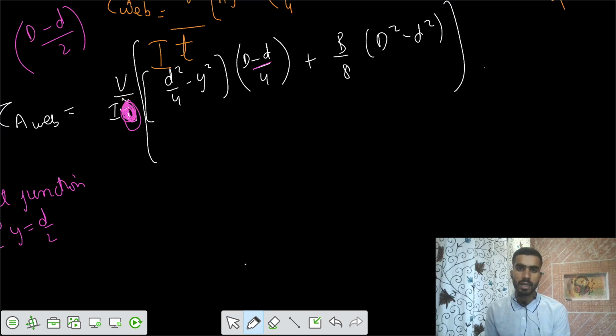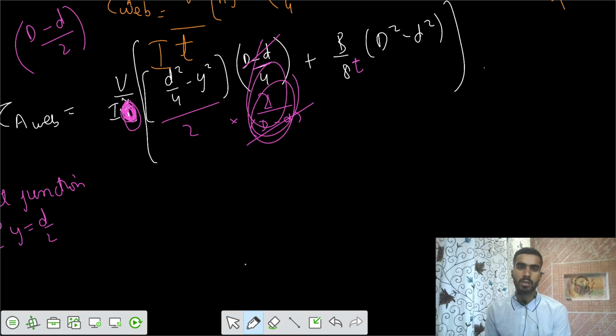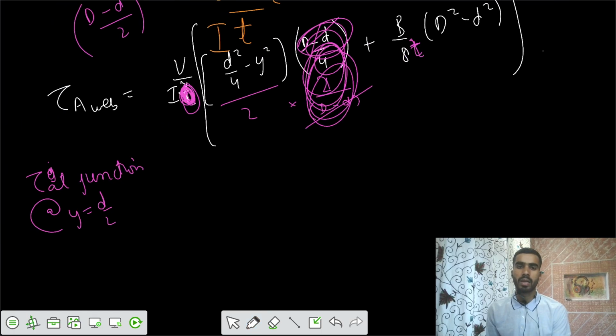Similarly, if you take that d inside, for the next part you can get b by t, and in the first term you can get one more term, that's 1 by d minus d divided by 2. So finally this part goes, and this part goes, and you are left with only this part. And for the next part, you are left with b by 8t, d square minus d square. So you got this one.